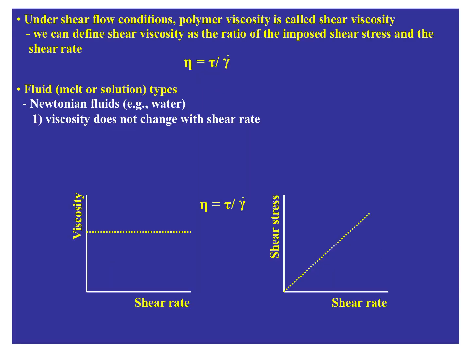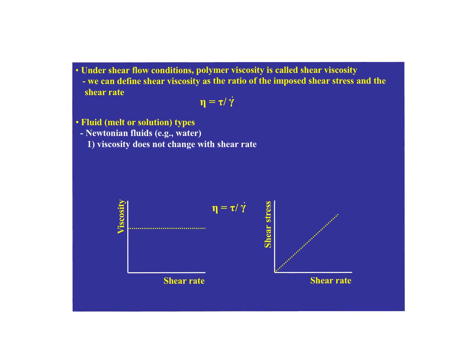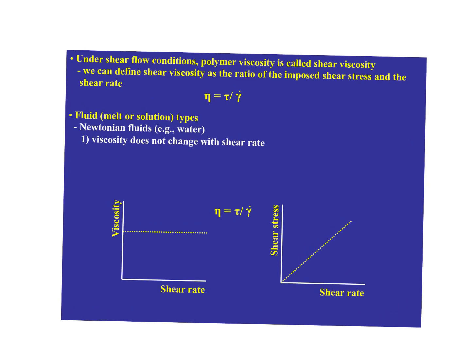And we also talked about internal lubricants. Okay, those form these little pools that make the internal viscosity smaller. So flow is also easier there in that context. Under shear flow conditions, polymer viscosity is called shear viscosity. We can define shear viscosity as a ratio of the imposed shear stress and the shear rate. So this value of eta is equal to tau divided by the shear rate.